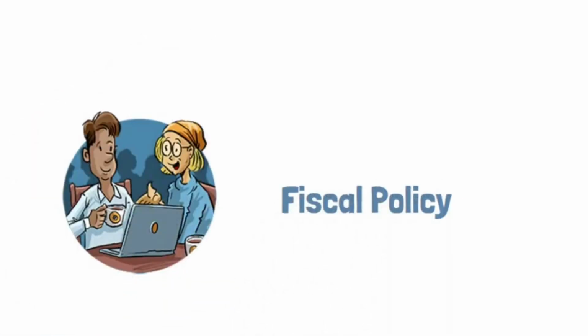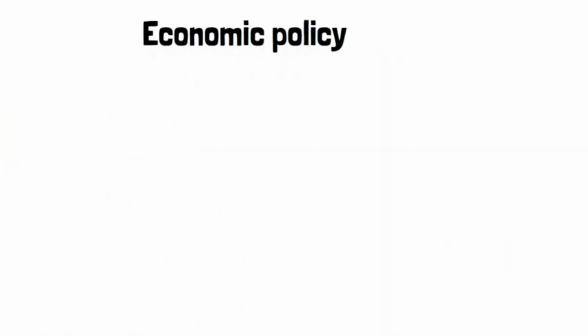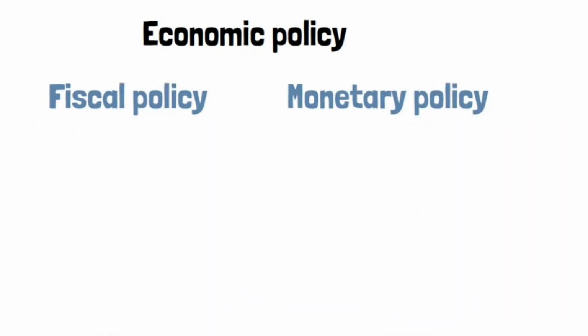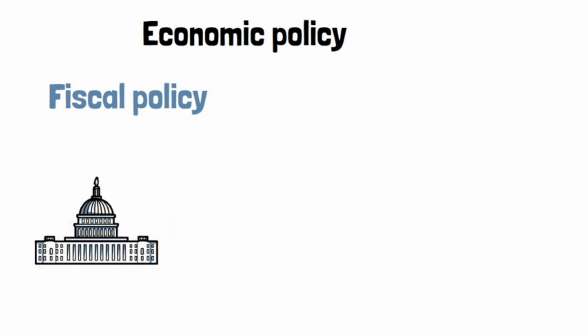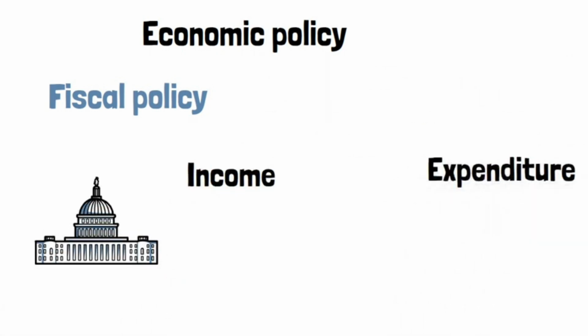Fiscal Policy. There are two main ways for the government to manage the economy: fiscal policy and monetary policy. This video is about fiscal policy. Another one discusses monetary policy. Fiscal policy relates to government decisions about taxation and spending.